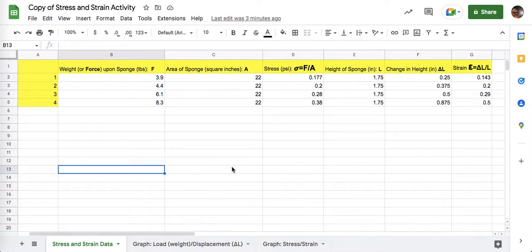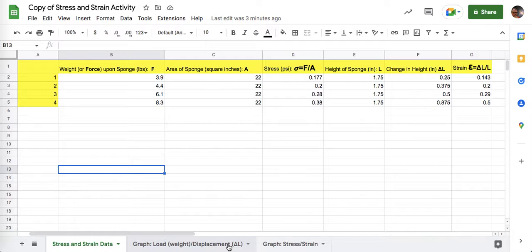So what I'd like to do is go to these tabs here and graph this data. The first graph is weight versus displacement, load over displacement. So that's rise over run, right? This is the y-axis, rise, over run, that's the x-axis.